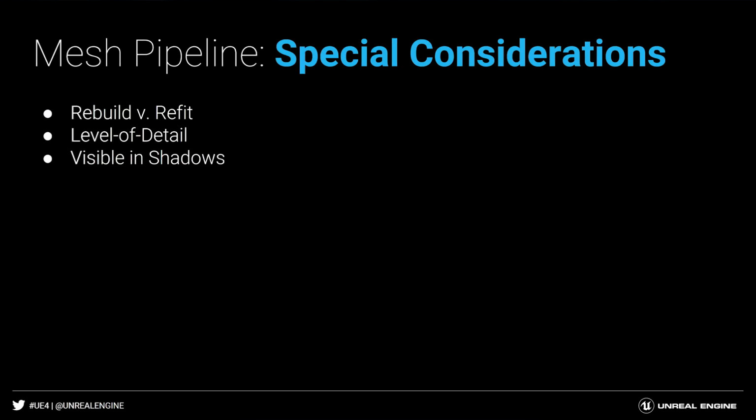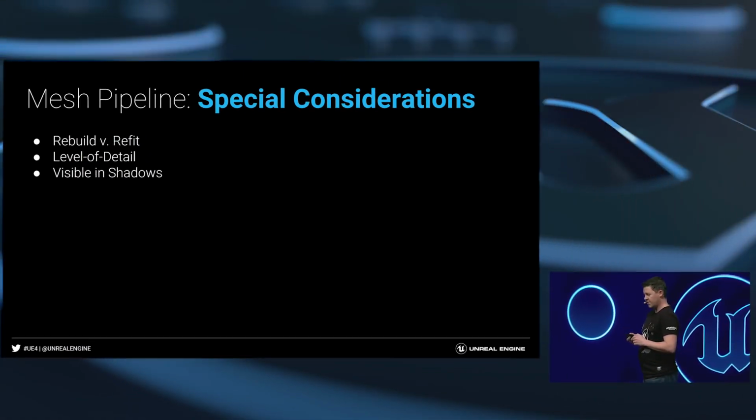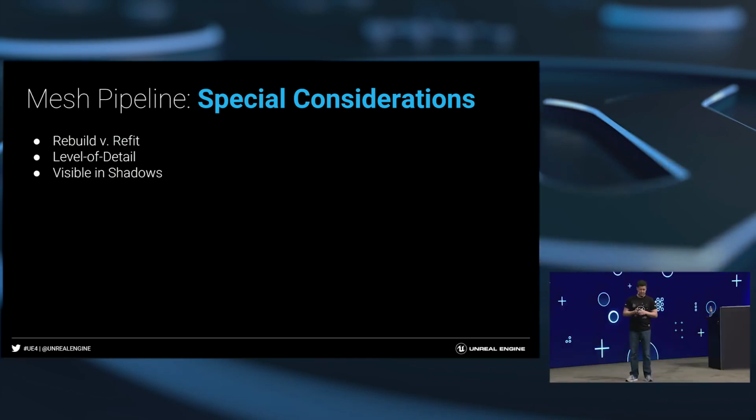In terms of special considerations for what to do with different geometries, there are a few options. The first thing is whether or not you decide you should rebuild your acceleration structure from scratch every frame, or if you should refit it. We did a little bit of experimentation here, and we found that in all of our needs, rebuilding the acceleration structures was the best thing. So that's pretty much what we did.